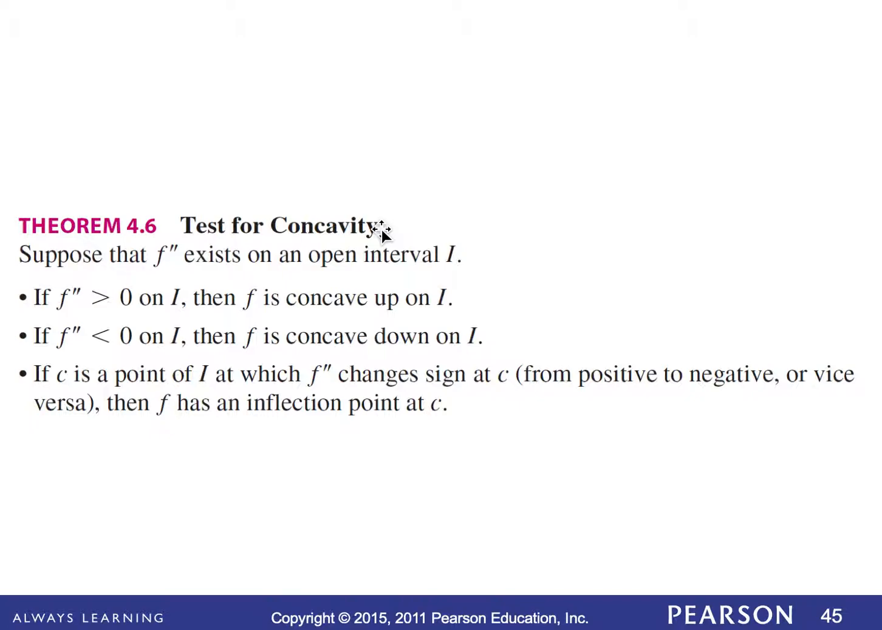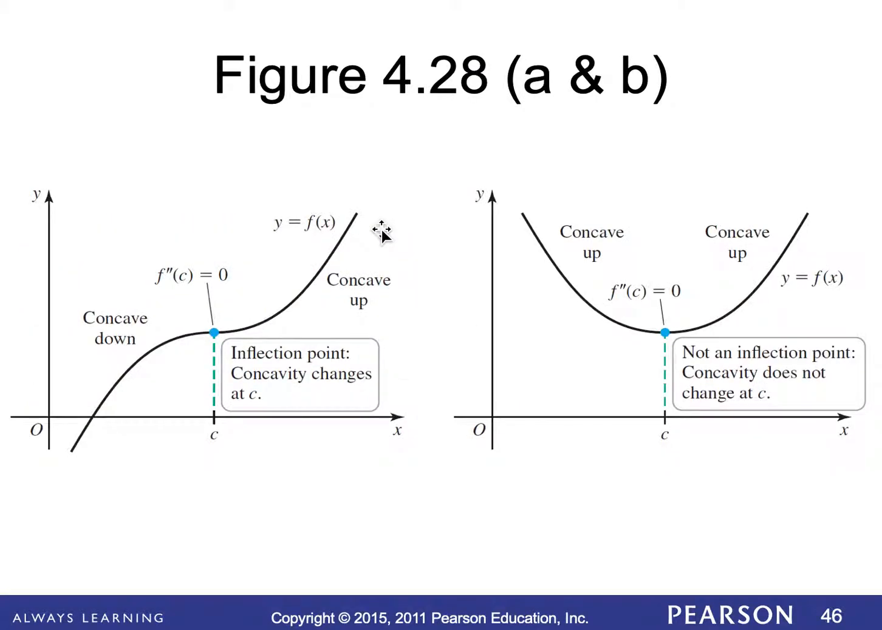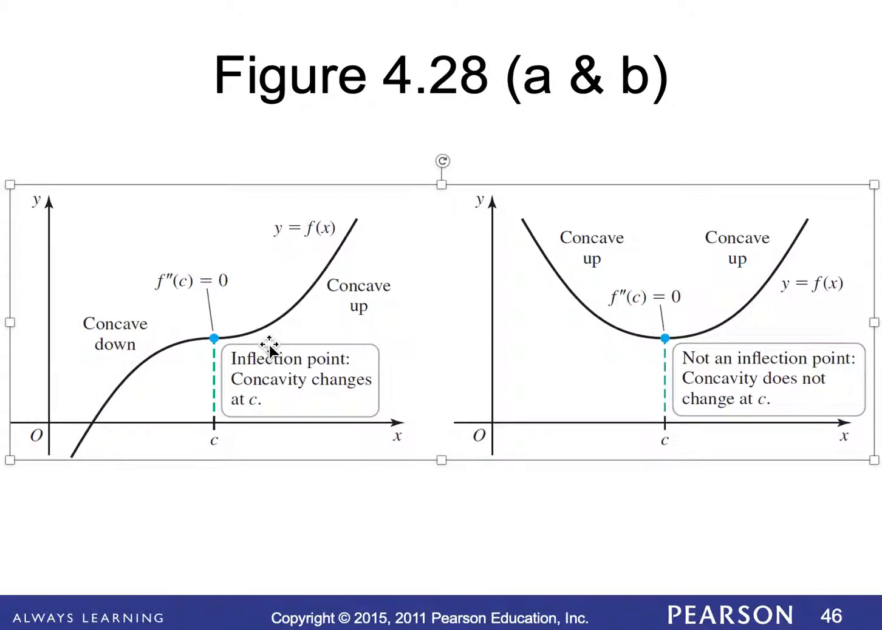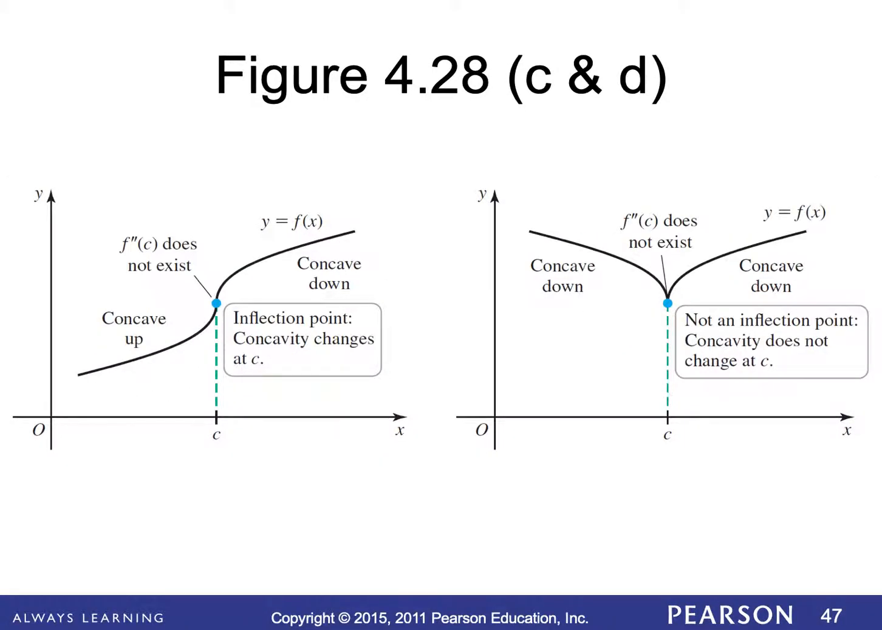Now, if we go from positive to negative or negative to positive, we have a point of inflection. What a point of inflection tells us is that we have a potential maximum or minimum happening. Potential. It doesn't have to be one, but it's potential. Because notice here, my concavity changes, but this isn't a max or a min. This is a point of inflection. Here, I do not have an inflection point because my concavity doesn't change. So it's not necessarily implying a max or min. It's implying a change in concavity.